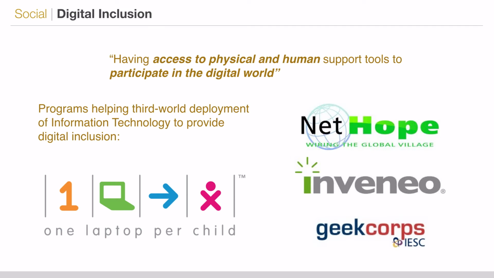An important social aspect of IT in third world development is digital inclusion. Digital inclusion can be defined as having access to the physical and human support tools that people need in order to participate in an increasingly digital world. Unfortunately, the population of digitally included people is limited, and many do not ultimately benefit from the power of information technology. The tools to support this digital inclusion are an important step in developing the third world, and many organizations, including those listed on the previous slide, not only provide access to IT, but also provide support to those accessing it.